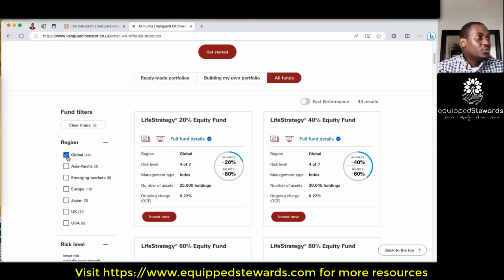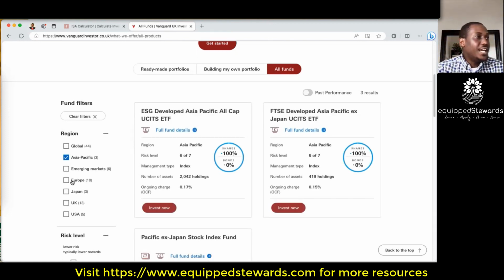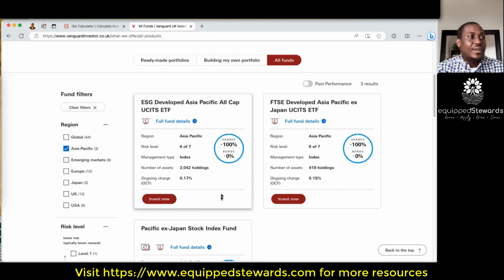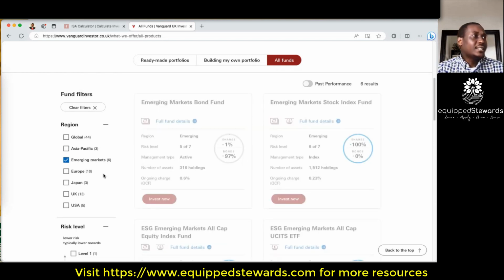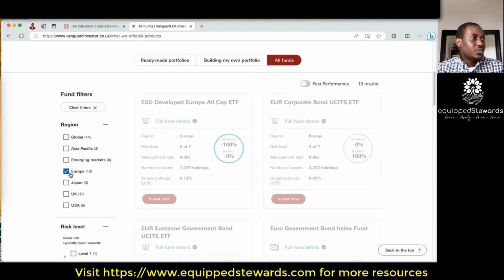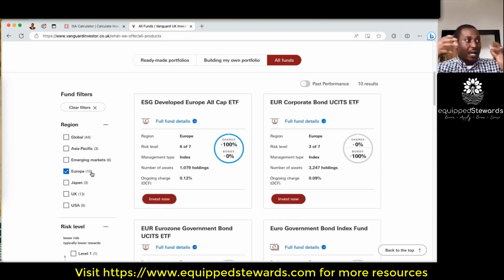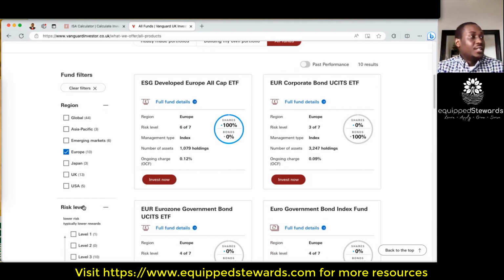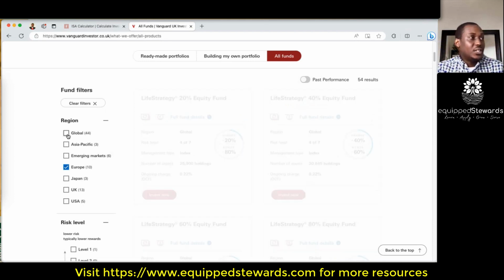Now, if you want to invest, for example, in Asia, then if you click on Asia, it shows you the funds that are invested in Asia. If you want the emerging market, that is, it goes to South Africa, Japan, and some other countries. China, for example, is in the emerging market. Then you can see here. Then, if you want to invest in Europe, click on Europe. So you can see funds that are in Europe, but on an individual basis, I prefer the global stock market.